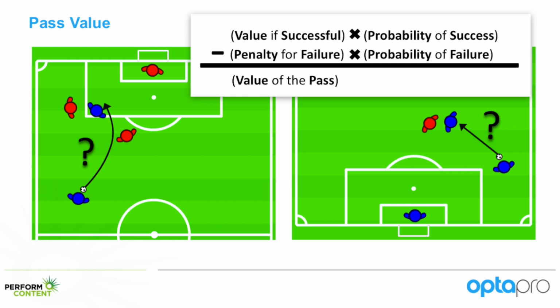So the way we do this is pretty much similar to gambling. We take the value of the pass if successful, times the probability of success, and subtract the penalty for failure times the probability of failure. And that gives a simple equation for the value of the pass.